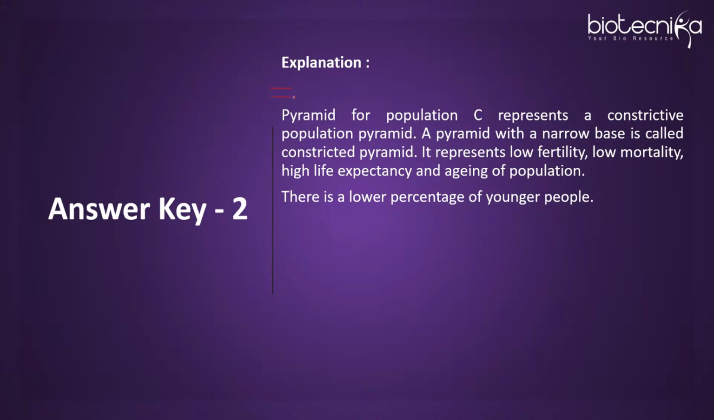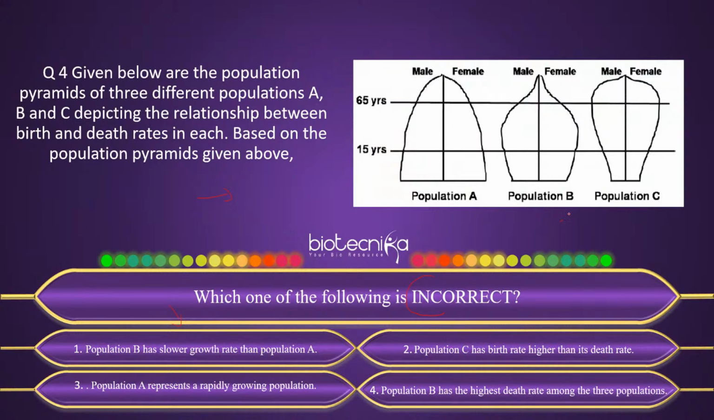And what is the explanation? Pyramid for population C represents a constructive population pyramid, right? This type of pyramid is known as a constructive pyramid. That is very clear from the graph itself, right? We can see that it is constricted at the base. Now, those who don't know about the age-sex pyramid, let me tell you that these are snapshots of populations. They show how the members of the population are distributed among age and sex categories.